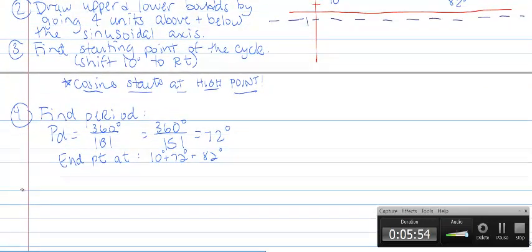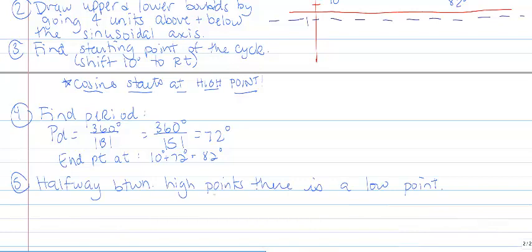So we know that we have halfway points. So step 5 is going to be to find the halfway point between each of them, because we know that there's going to be a low point halfway between our two highs. So if we take 72, which is our period, 72 degrees, and divide that by 2, you're going to get 36 degrees. Okay, so you could either add 36 to the 10 degrees, or you could subtract 36 from 82. You're going to get that middle point of 46 degrees.